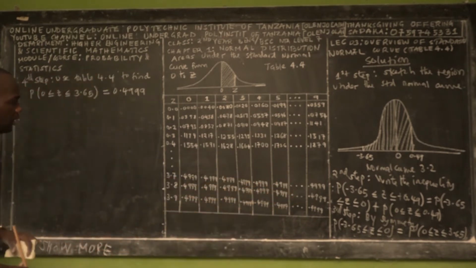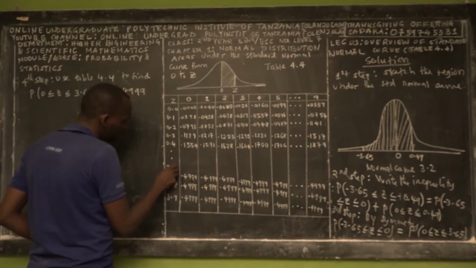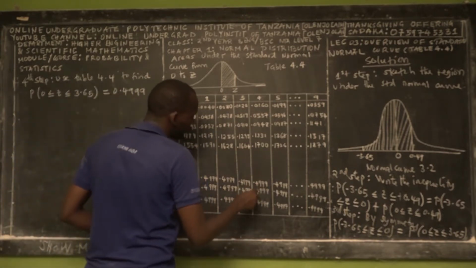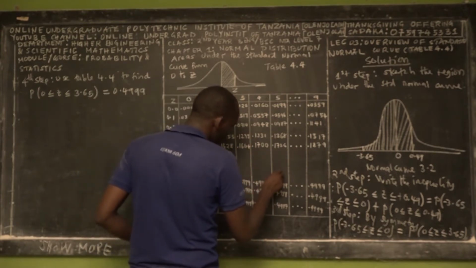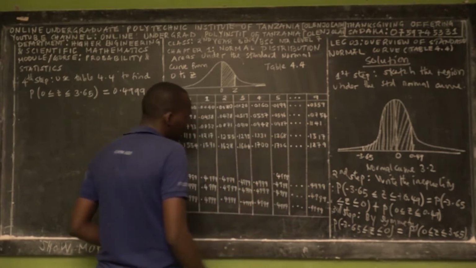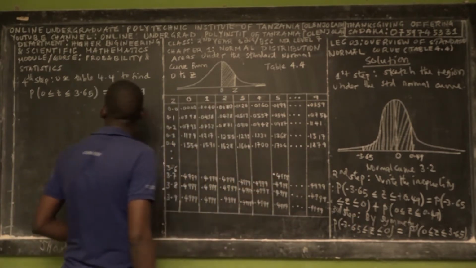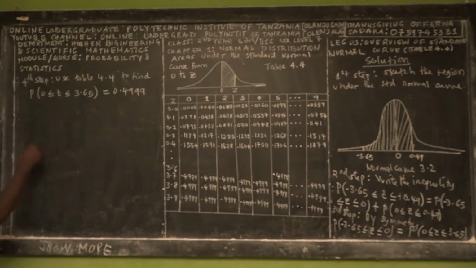I didn't show it there. So simply it means that suppose that this is 3.6. So the probability that you are looking for is 0.499.